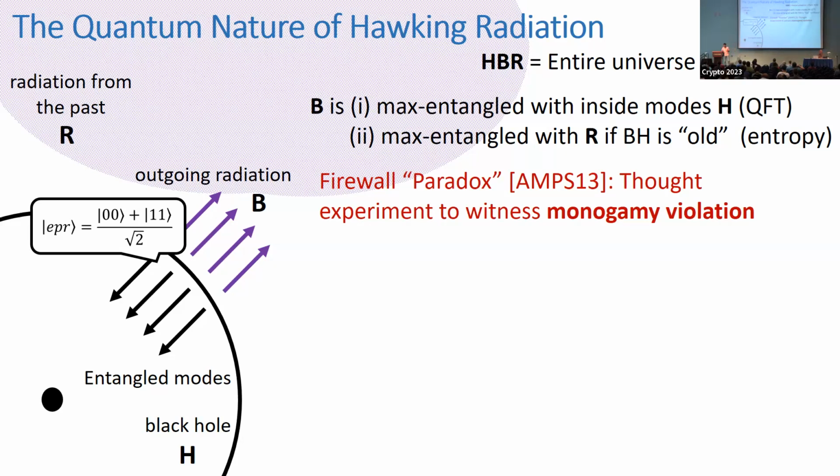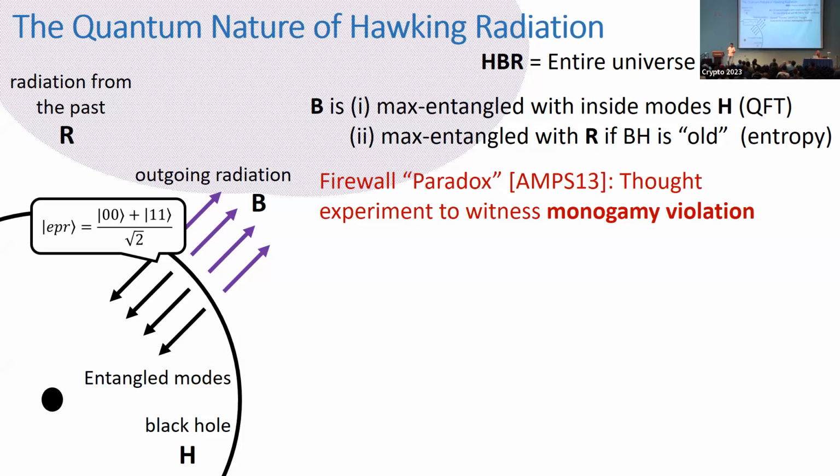So Almheiri, Marolf, Polchinski, and Sully actually proposed a thought experiment that allows you to witness this monogamy of entanglement violation. Oh, I did not say what's the problem. So I said before that this qubit B needs to be entangled both with the system H and with the system R. And this is impossible because of monogamy of entanglement. We know that no quantum system can be maximally entangled with two different systems. So this is the problem that we're trying to overcome.